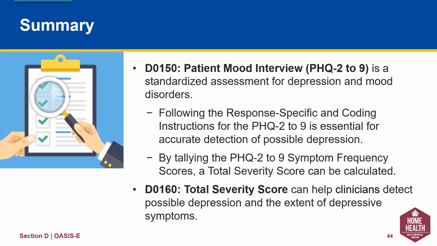In summary, D0150 patient mood interview, the PHQ-2 to 9, is a standardized assessment for depression and mood disorders. Following the response-specific and coding instructions for the PHQ-2 to 9 is essential for accurate detection of possible depression. By tallying the PHQ-2 to 9 symptom frequency scores, a total severity score can be calculated. D0160 total severity score can help clinicians detect possible depression and the extent of depressive symptoms.